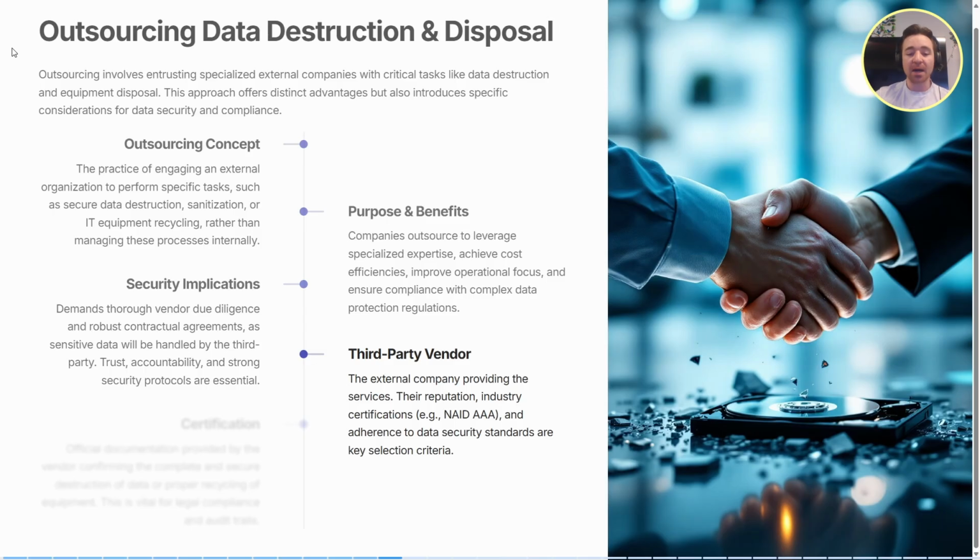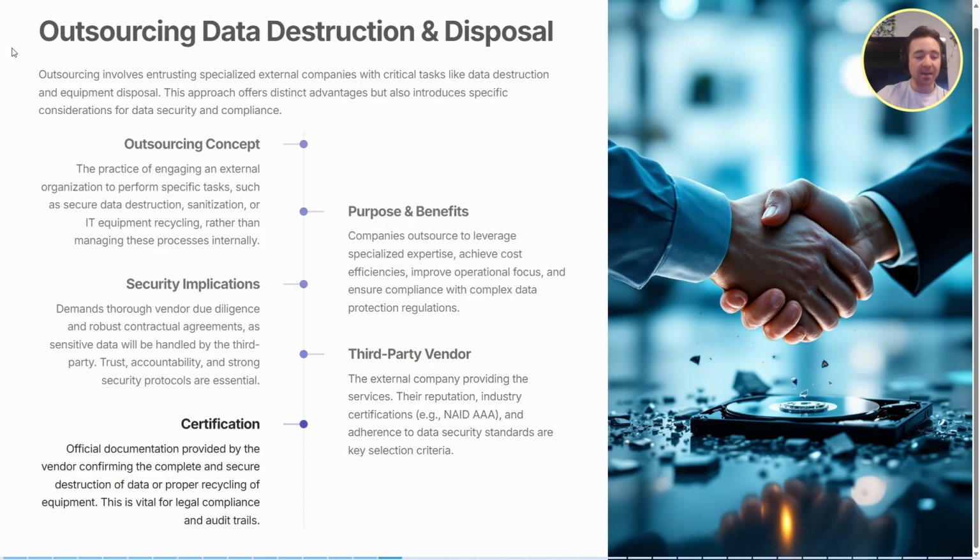With the third party vendor, generally, you're going to want to look at things such as their reputation, their industry certifications, and their adherence to data security standards before you choose a vendor to go with. And generally, they are going to offer some certification. So official documentation provided by the vendor confirming the complete and secure destruction of data and proper recycling of the equipment is something that is vital for legal compliance and audit trails. You do need to know about this.